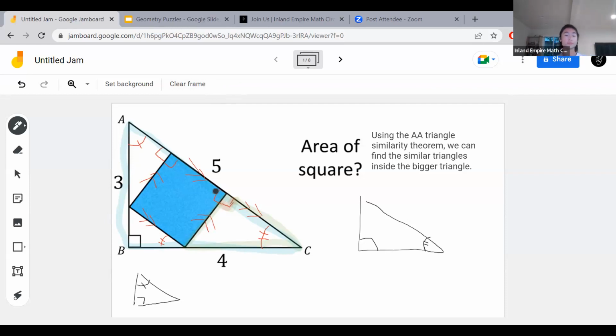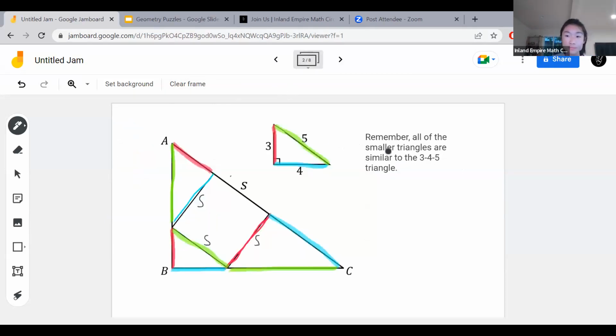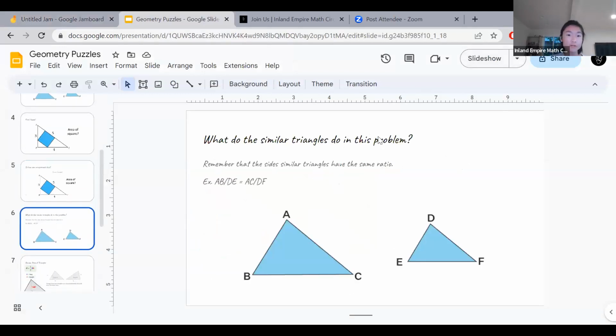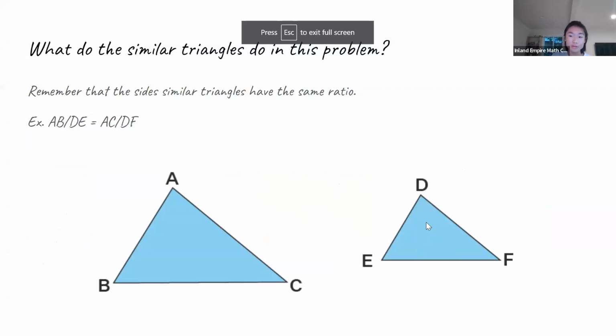All right, cool. So now that we know these three triangles are similar, how can we use that to our advantage? Let's take a look in the next one. So what do similar triangles tell us, right? Why are we looking for these in the first place? It's because they give us similar side ratios, right? So remember, let's go back to the slide here. With these two triangles as our example, the sides have the same ratio.